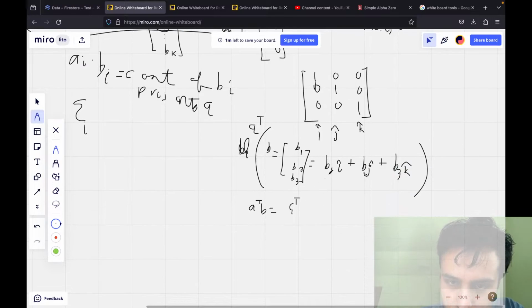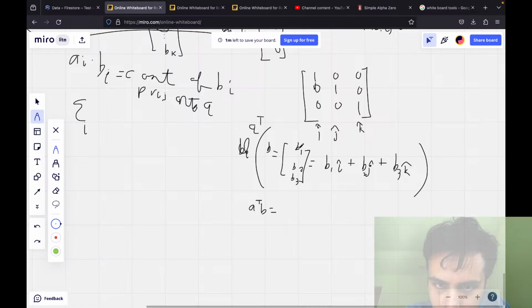But anyway, we took this equation and applied A transpose, a dot product on the left, to both sides. So A dot B is the projection of B onto A. It is the projection when both A and B are unit vectors, which we're just going to assume for simplicity.